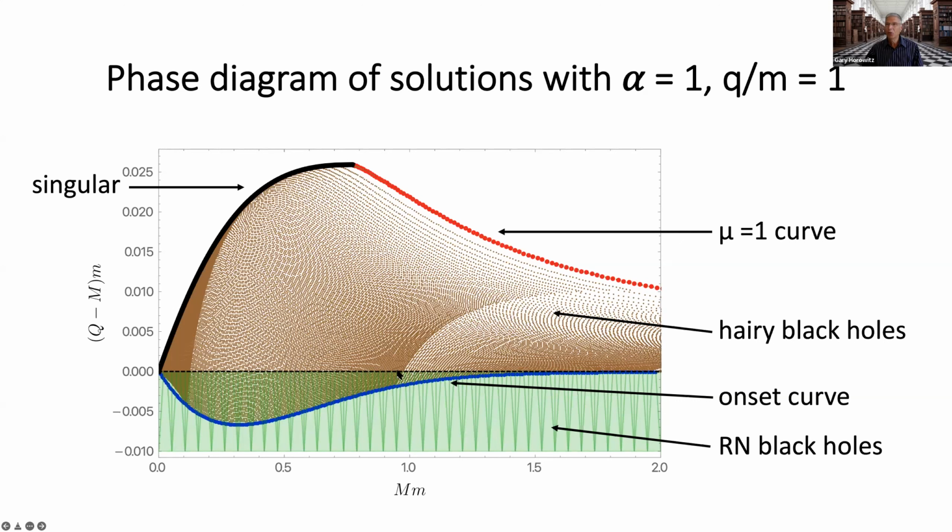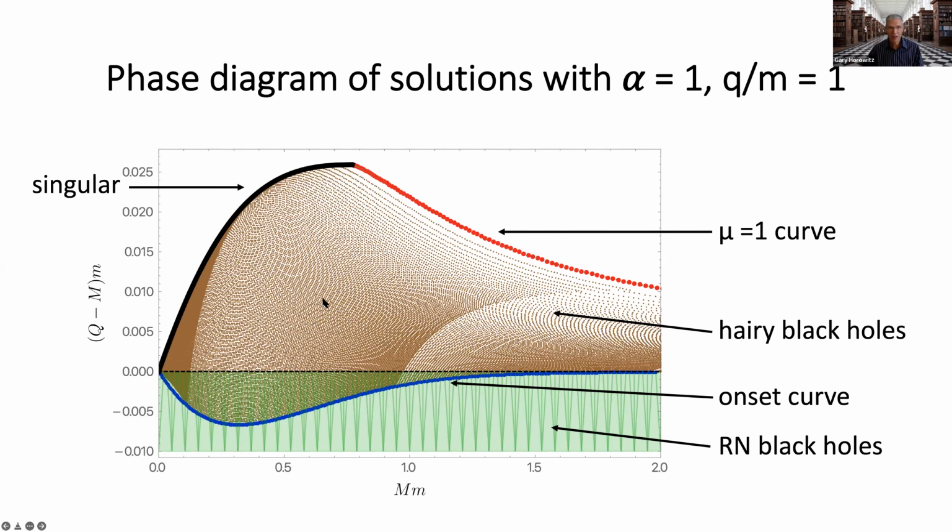These are the usual extremal Reisner-Nordström black holes. And this green shaded region below that are the usual Reisner-Nordström black holes. Okay, so we have all the usual Reisner-Nordström black holes in green. The blue curve is the onset curve for this instability. And above the blue curve, this brown shaded region, are all of these new hairy black holes with charged scalar hair outside the horizon.